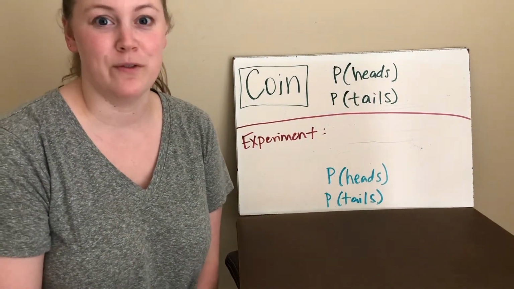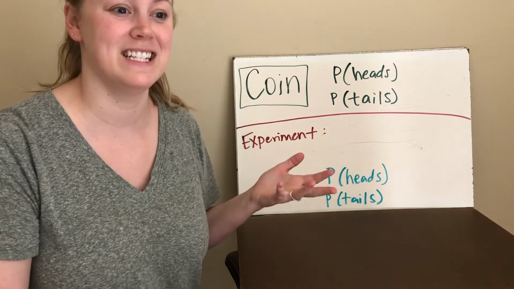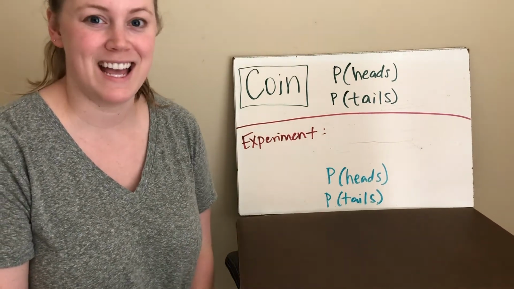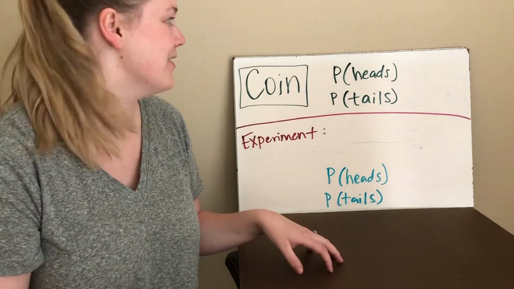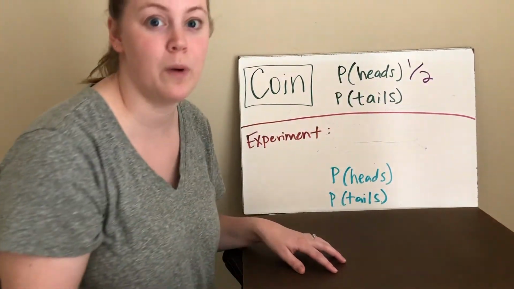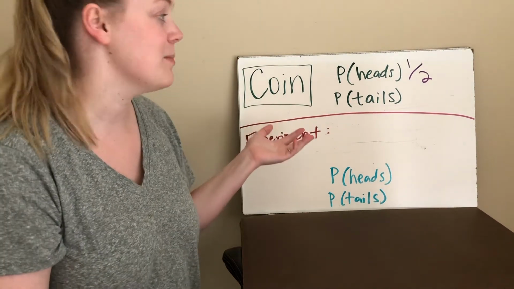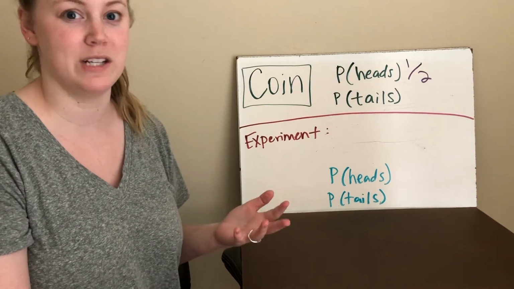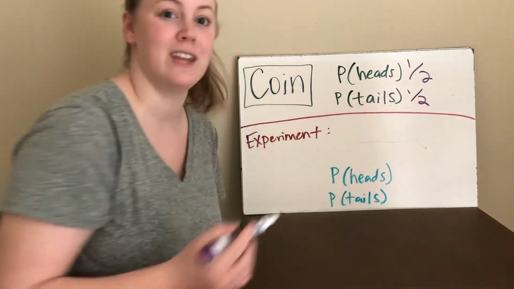So for example, if you flip a coin, when you're asked to find the probability of heads, you're just saying, in theory, what's the probability of getting a heads? Well, there's one head out of two total outcomes. There's heads and tails. So you have a 1 out of 2 chance of getting a heads. Same thing's true for tails. There's only 1 tails on a coin out of 2 possible outcomes, so you'll have a 1 out of 2 chance of getting a tails.